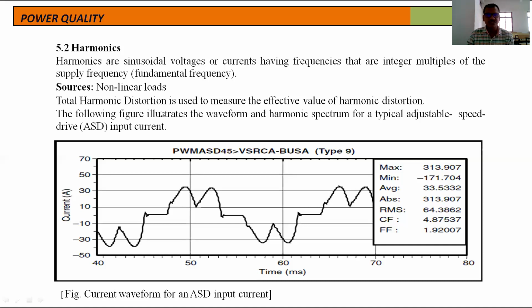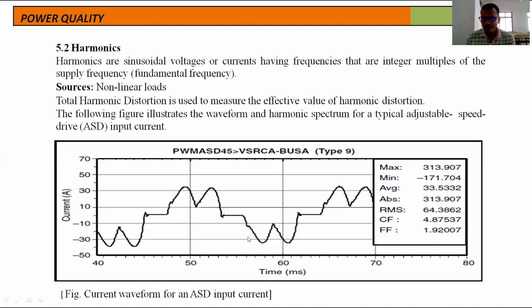Okay. The following figure illustrates the waveform and harmonic spectrum for a typical adjustable speed drive input current. If you see the waveform shown here in figure 1, the current waveform for an ASD, adjustable speed drive input current, it looks like sinusoidal, but it is not pure sinusoidal. If you observe clearly, it is a non-sinusoidal waveform. That means harmonics are present in the given waveform. So what are the different harmonics present?